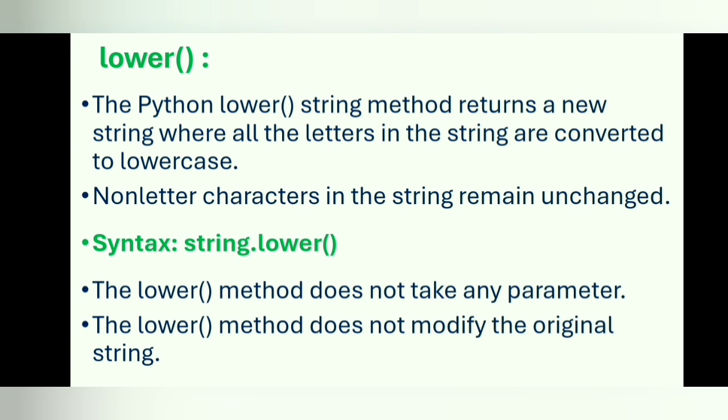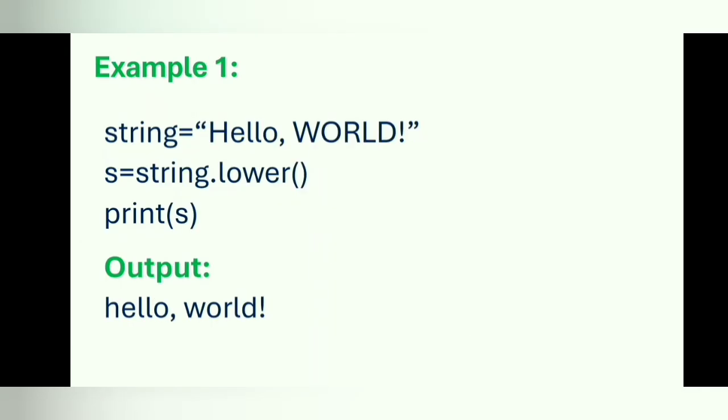Syntax: string.lower(). The lower method does not take any parameter. The lower method does not modify the original string. To get a better understanding of the method, let's examine some examples of the string lower method in Python.